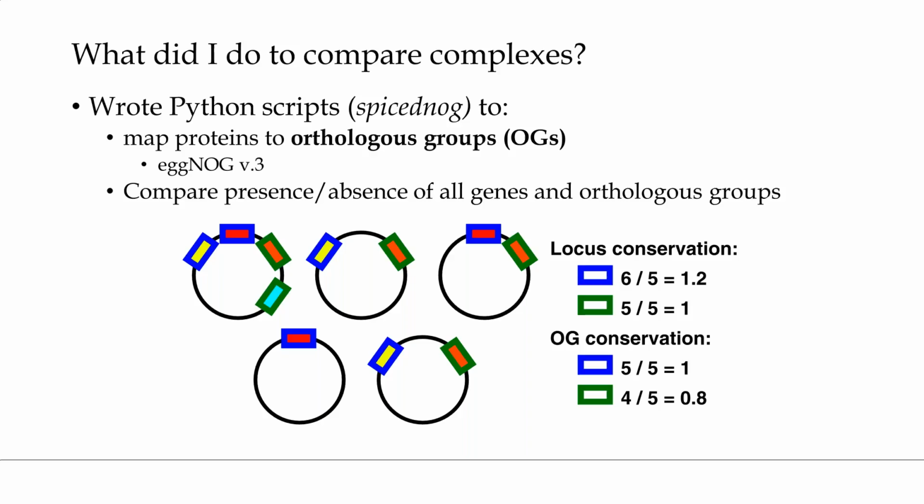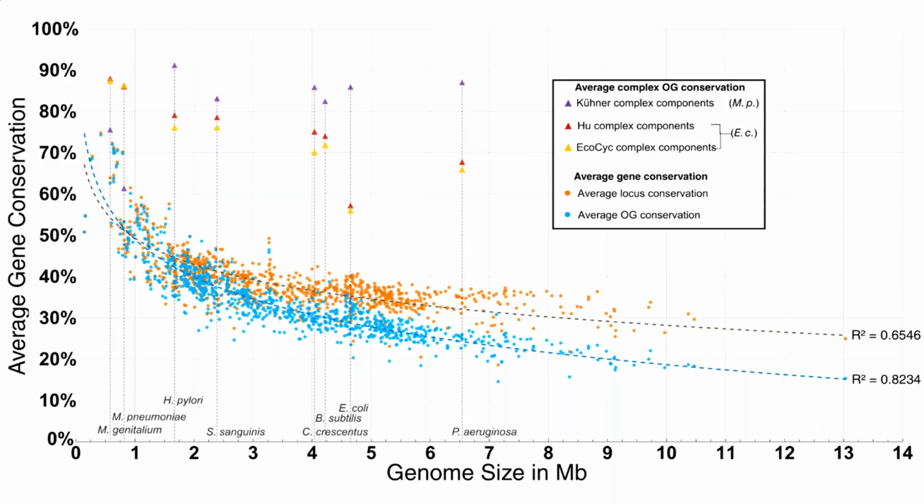So locus conservation essentially includes the possibility of paralogy in a particular genome, whereas if we simplify that to OG conservation, we're essentially only counting one orthologous group per genome, and we're limiting the extent of paralogy in our comparisons. Now, this may not make a whole lot of sense in a very small context, but if we expand that to a number of genomes of different sizes, we do begin to see a pattern emerge.